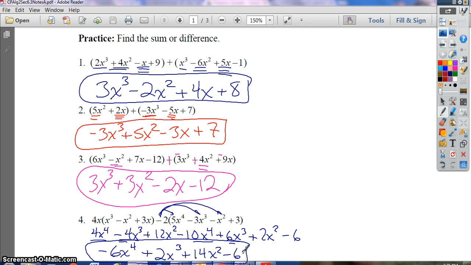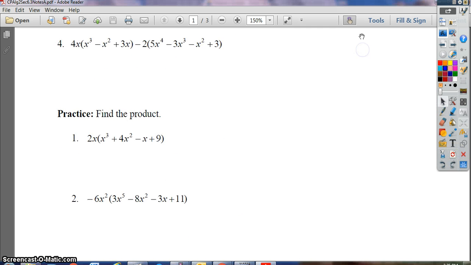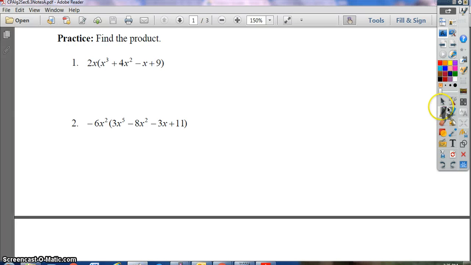And there you go. So there's the first 4. Hope you enjoyed that. Gonna keep rolling them. Let's go down here to find the products. Let's multiply. So I'm going to distribute 2x in to every single one of these guys. Okay, if I can simplify, I would simplify this first. They're all different terms. So this is 2x to the 4th plus 8x to the 3rd minus 2x squared plus 18x.